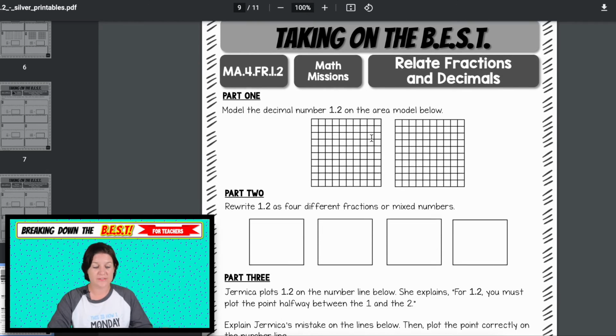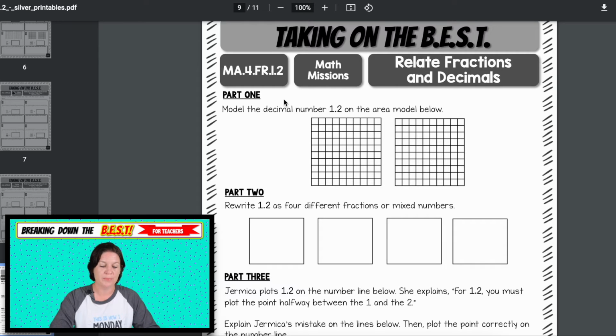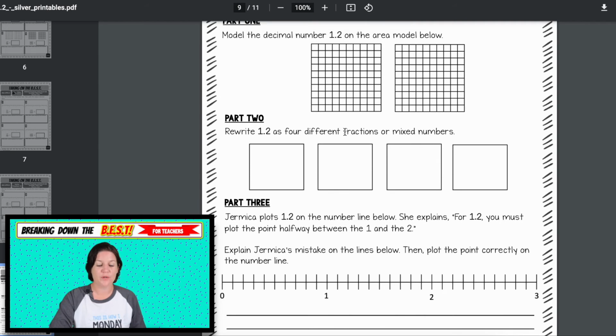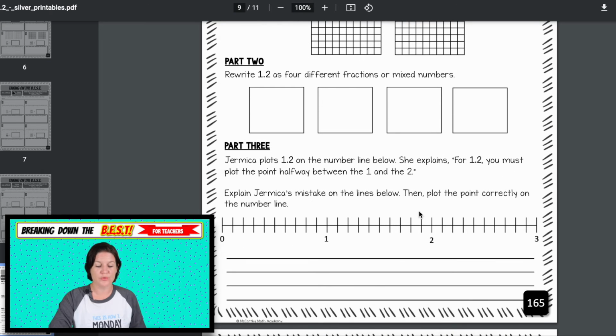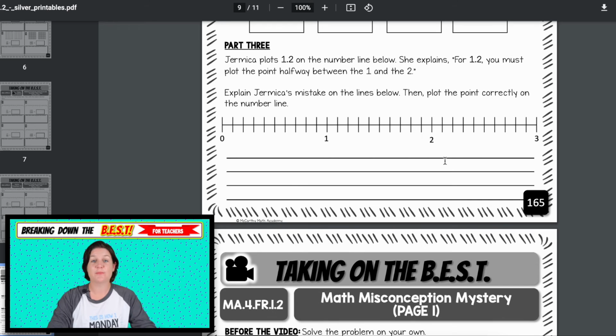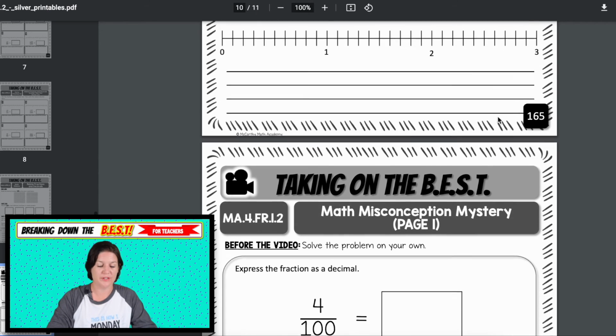This is a math task, so it's kind of connecting everything together. This changes it up and says to model the decimal number 1 2/10 on the area model that is broken into hundredths. Then to rewrite this as 4 different fractions or mixed numbers. And then to analyze an error right here. So here it says that she plots it halfway between 1 and 2. Explain Jamaica's mistake on the lines below, and then plot the correct point on the number line.